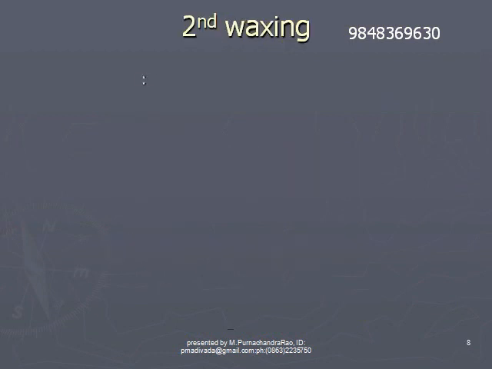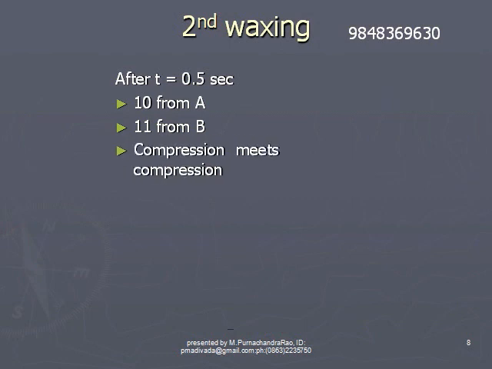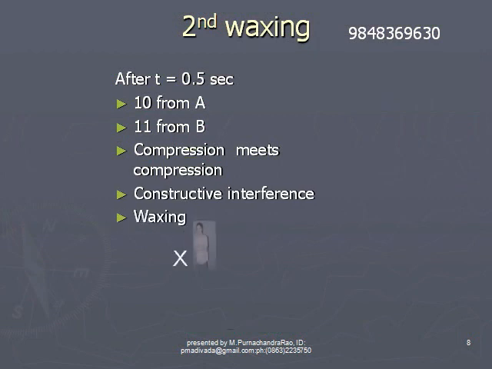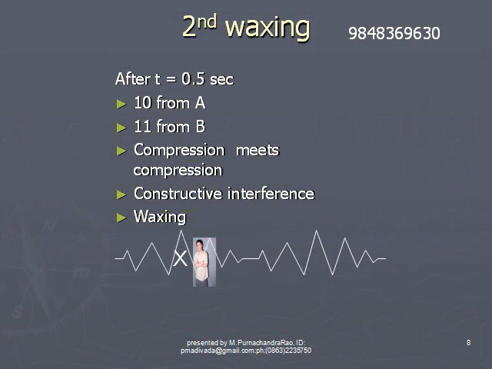If we observe after half a second, after 0.5 seconds, where the initial time is taken as t equal to 0, then 10 waves from source A will cross the observer. That means a compression of the source will arrive at the observer, and 11 waves from source B will also cross the observer. So another compression comes to the observer. Hence, a compression meets a compression, and thereby a constructive interference takes place.